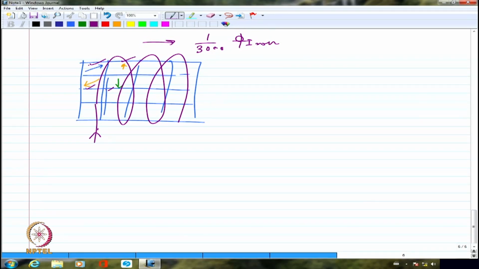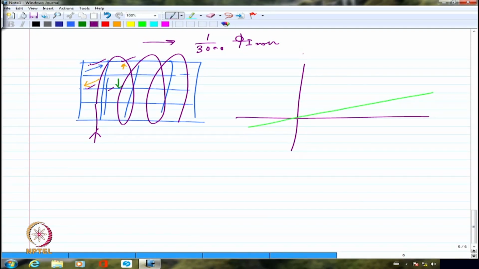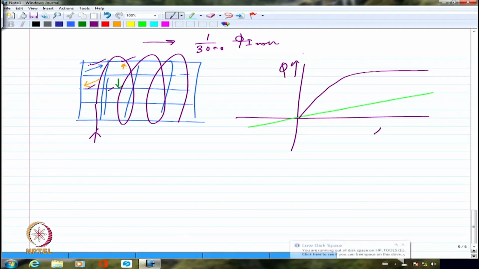So when I draw the magnetization characteristics, if I have to be really accurate, I should show two portions. One should correspond to air. The other one should correspond to iron. Two things I have to show. So this is flux and this is current. So this is due to iron and this is due to air.